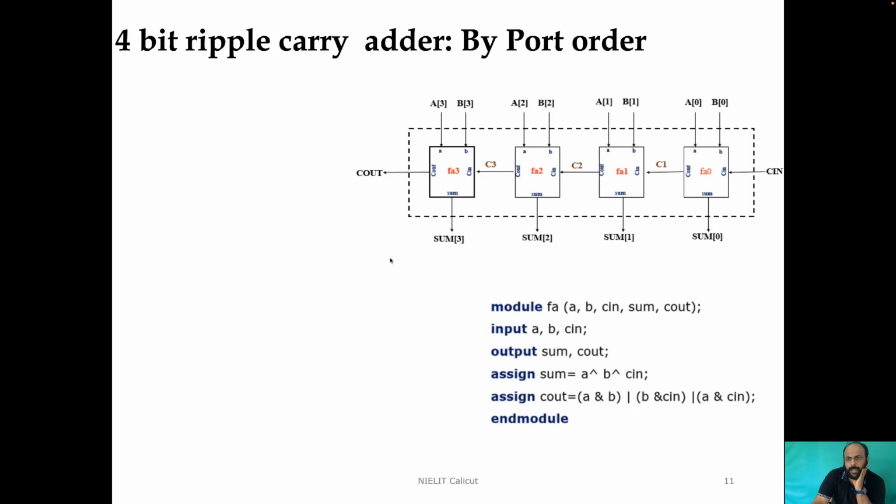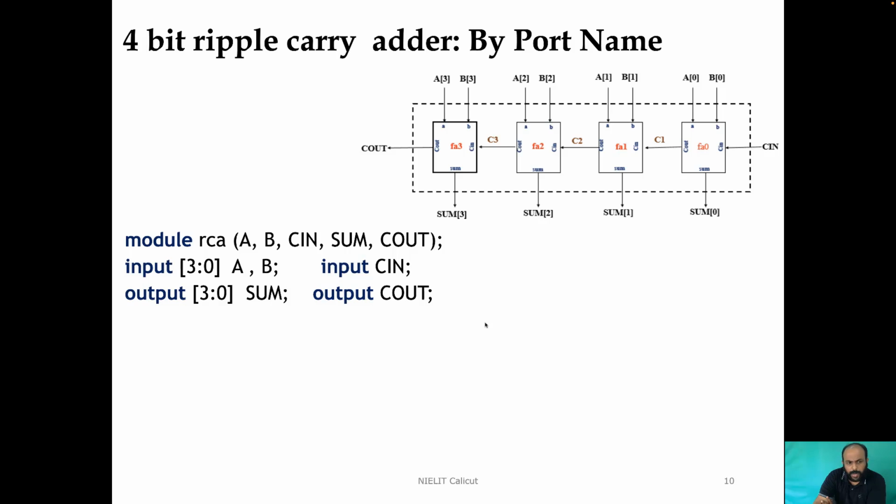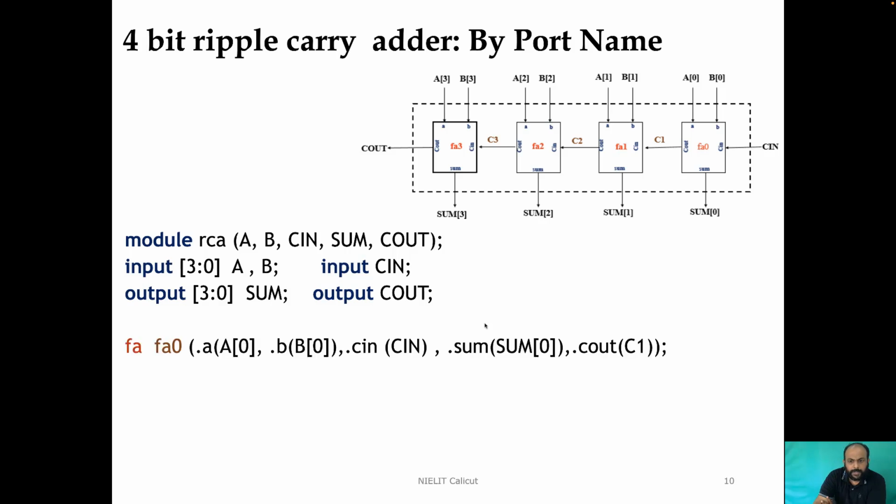So when you are declaring something based on port order, you must be very much aware about how the ports are declared in the subblock. Now here we have declared the ports in this order, in the 1-bit full adder: A, B, C in, sum, C out. So you have to write the things exactly in the same order.